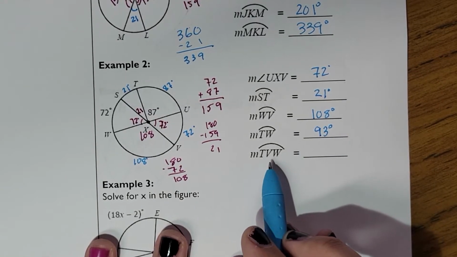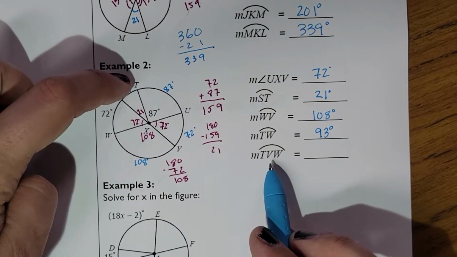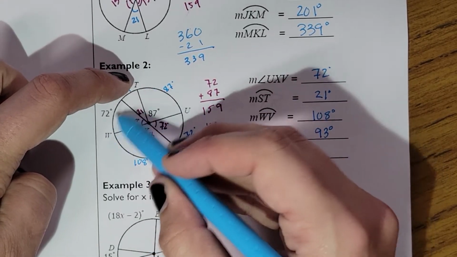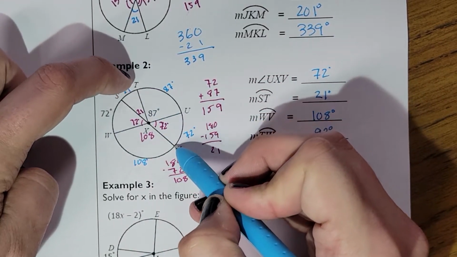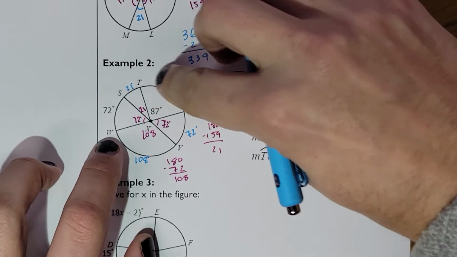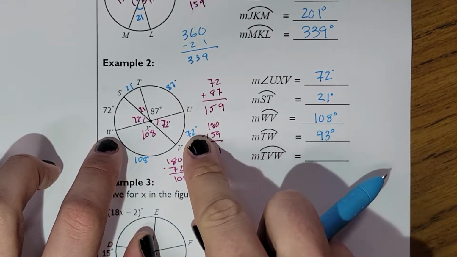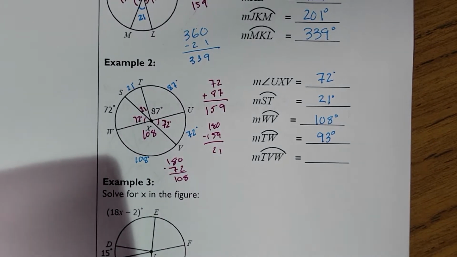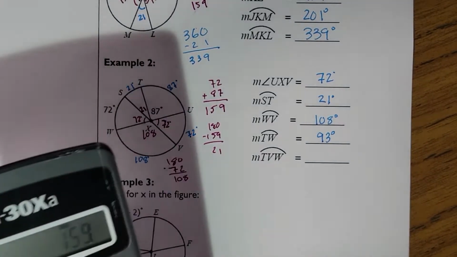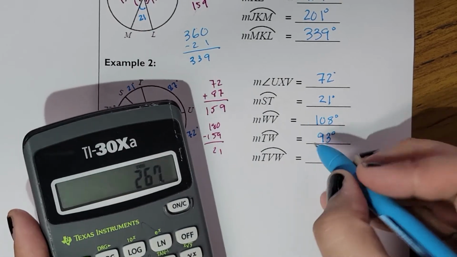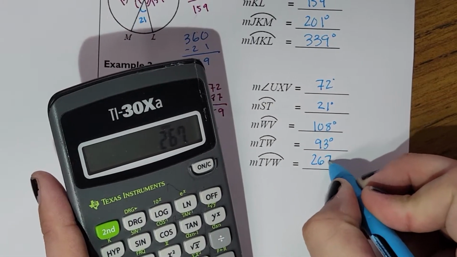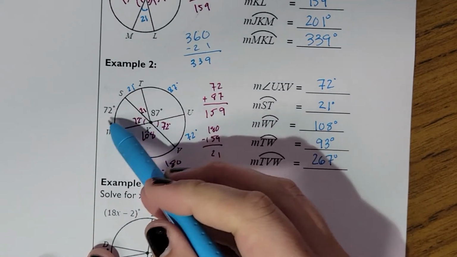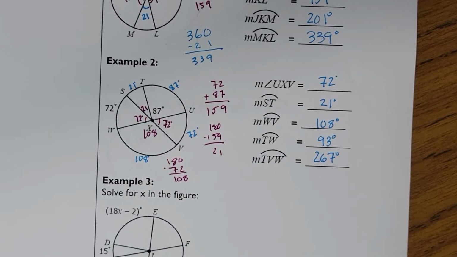And of course, lastly, TVW. To get to W, I can't go that way. So I've got to go TVW. So it includes all of this. 87 plus 72 plus 108. Add that all up, and I got 267. Of course, you could also subtract the 93 you got right here, and that would give you the same answer.